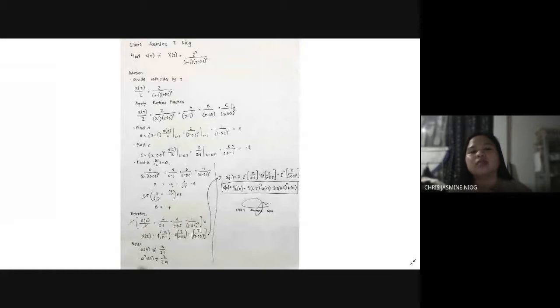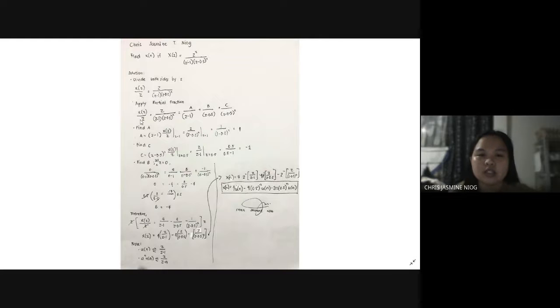So, find x of n if X of z is equal to z squared over z minus 1 times z minus 0.5 squared. Let's first divide both sides by z. So X of z over z is equal to z over z minus 1 times z minus 0.5 squared. Let's apply partial fractions.